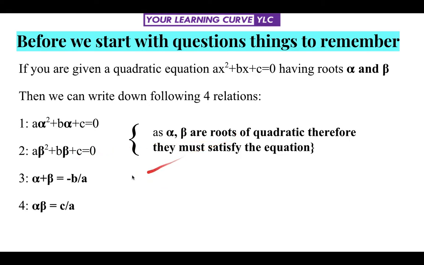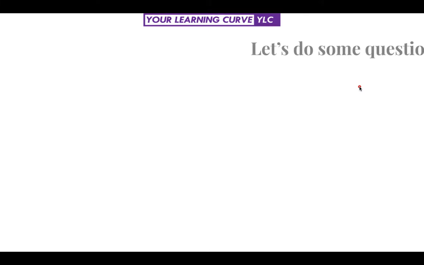Third relation is sum of roots, that is alpha plus beta will always be equal to minus b by a, and product of roots alpha beta is equal to c by a. These two relations are written because alpha and beta are roots of the equation and hence they must satisfy the equation. So you can always write these four relations about this quadratic if alpha beta are roots of the quadratic equation.